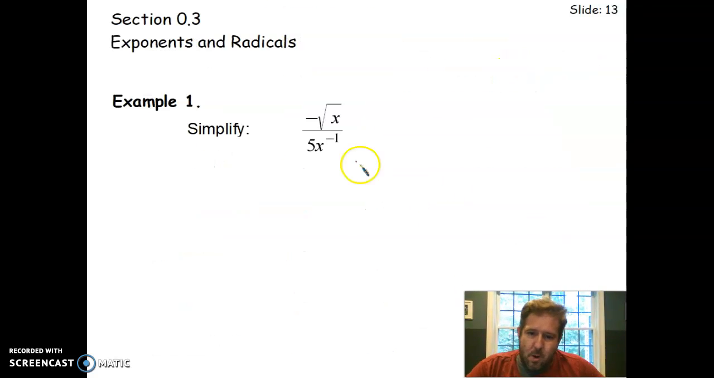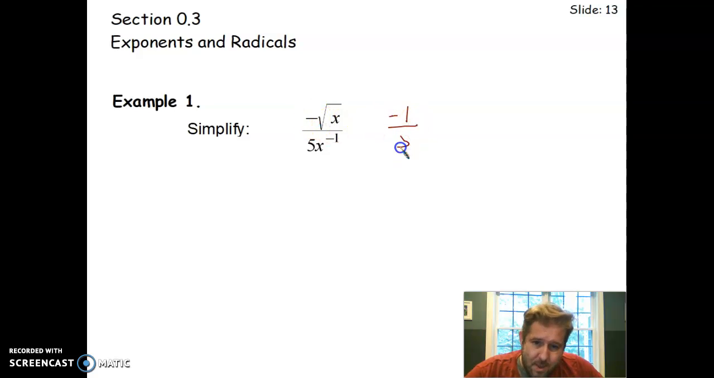All right, so example number 1. We have negative square root of x over 5 times x to the negative first. Now, first thing is we have x to the negative first, so we know that it is going to go to the top. I think the best thing to start off with is to separate the constants. So we have this negative sign here, that's really a -1. And then we have the 5 on the bottom. So that's really -1/5. I'm sort of separating the constants from the variables.